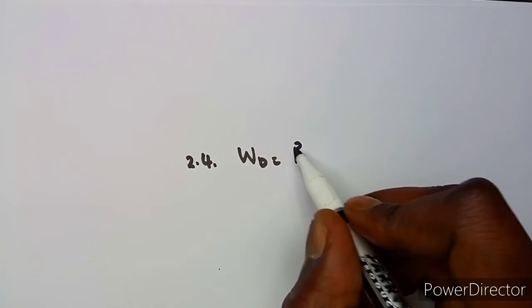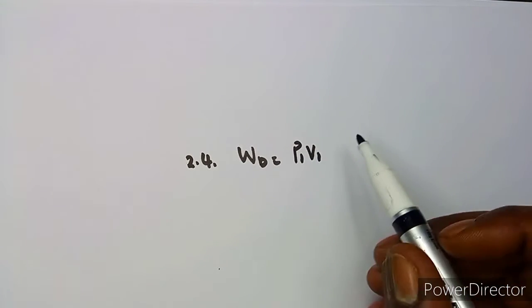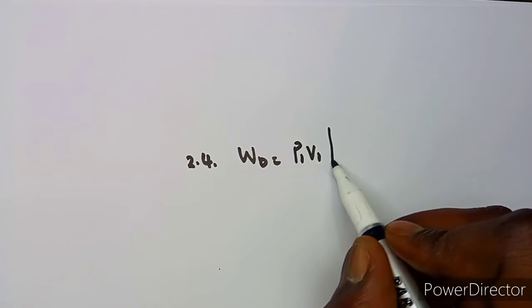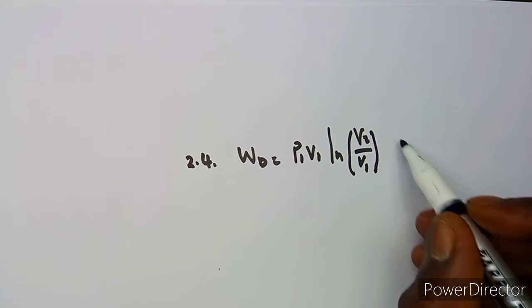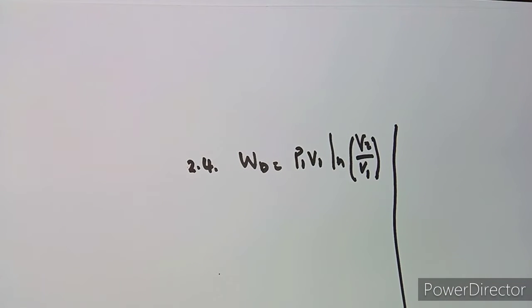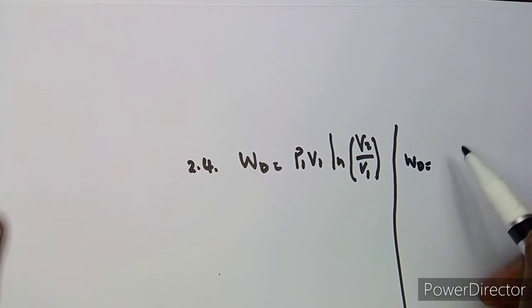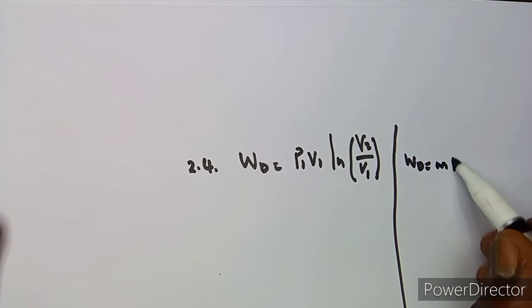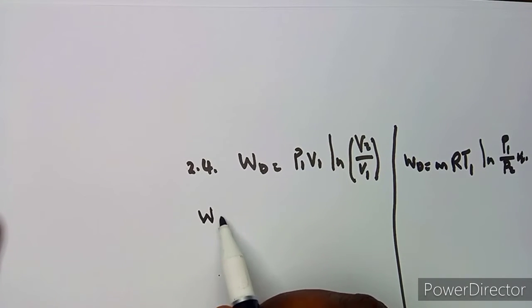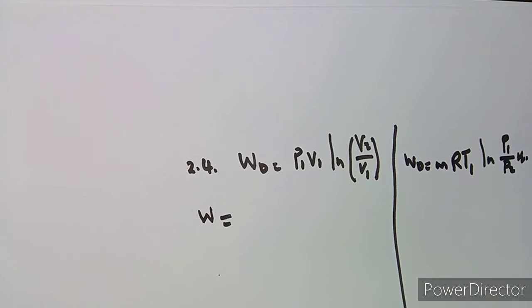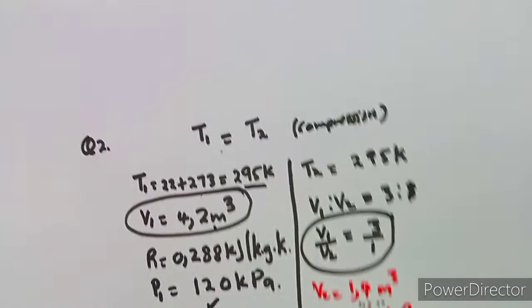The work done is P1 V1 ln V2 over V1. This can also be given as another formula: the work done is equivalent to MRT1 ln P1 over P2. So you can take this also. Anyway, let's just write this one, P1 V1, that's our information. Now all you need is to substitute your information properly.